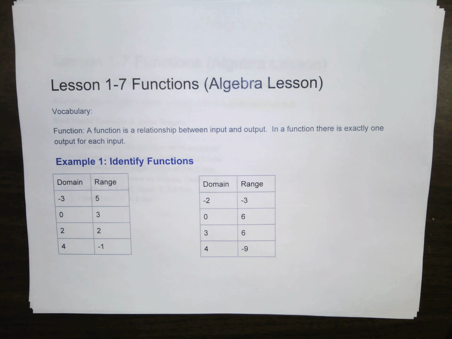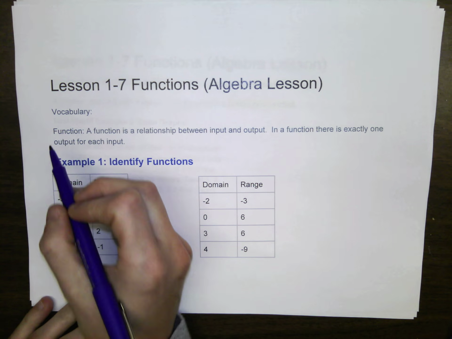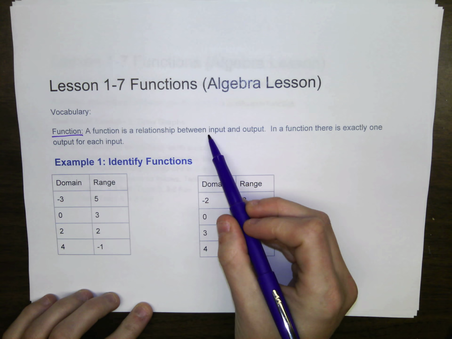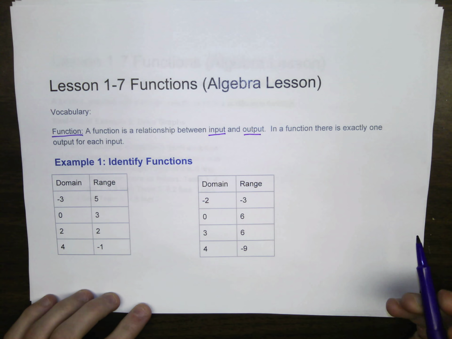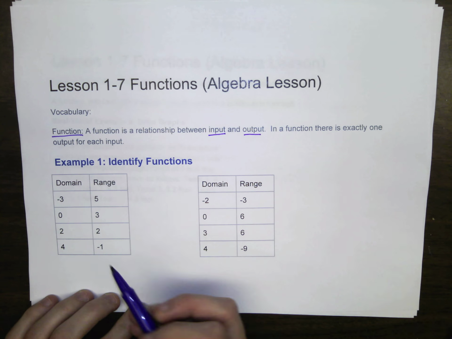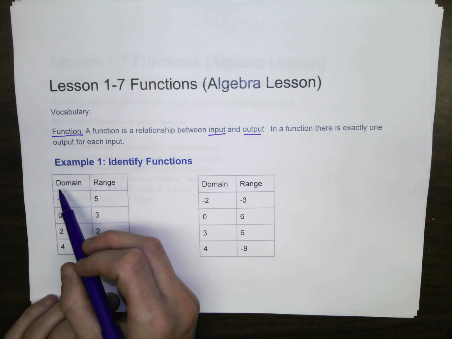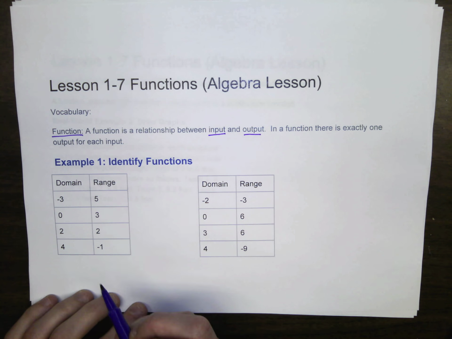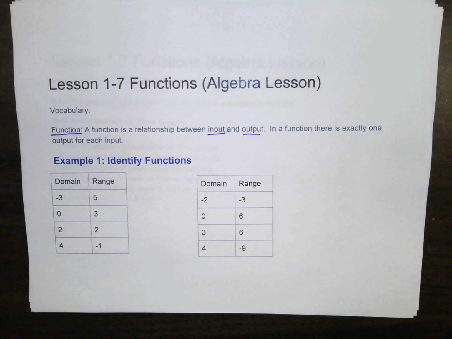So to start off, our new vocab includes function. A function is a relationship between an input and output. And in functions, there's exactly one output for every input. The input we're going to call our domain, and our output will be our range. In this case, we don't necessarily know the relationship, but we need to be able to identify functions.